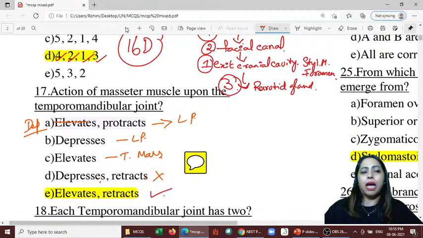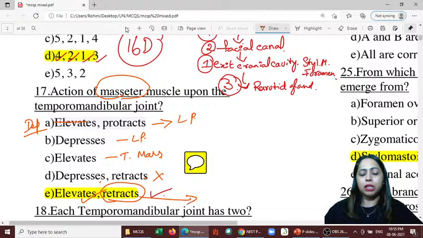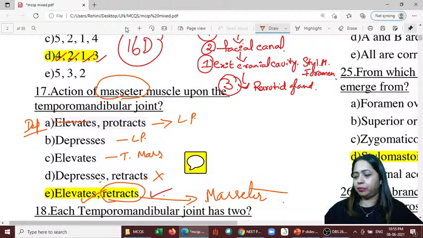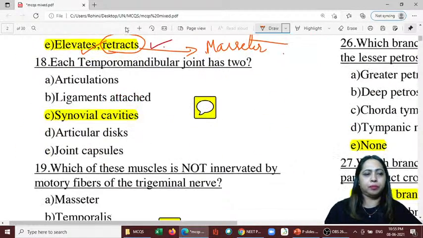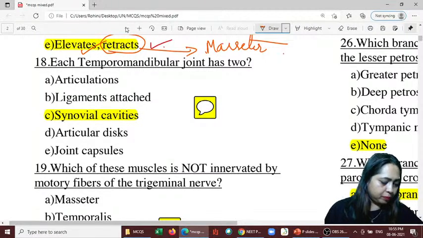That is, action of masseter is retraction mainly, and then the elevation. The first action is retraction. This is for masseter. Next one, so the answer here is 17E. Let's go to the next one.